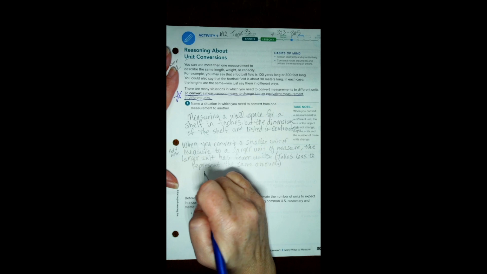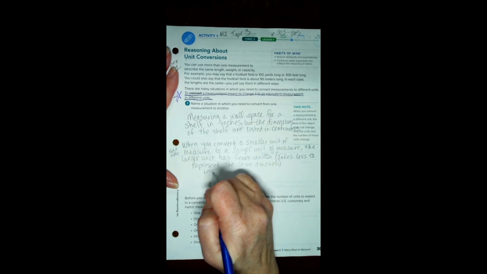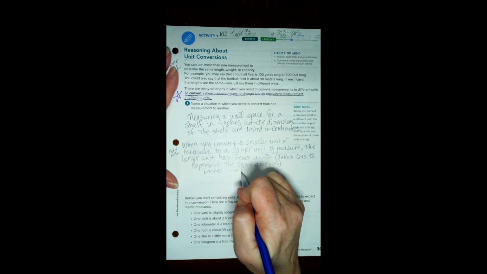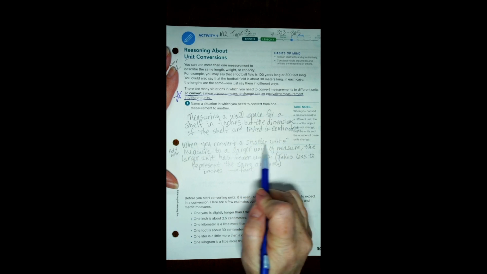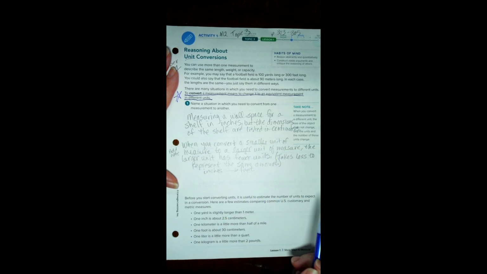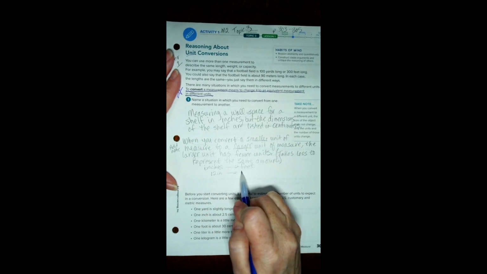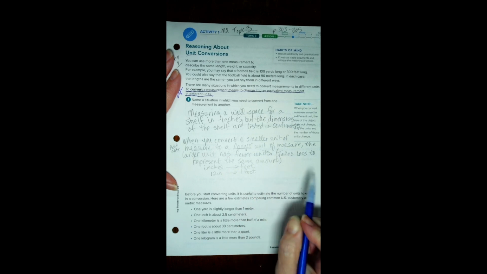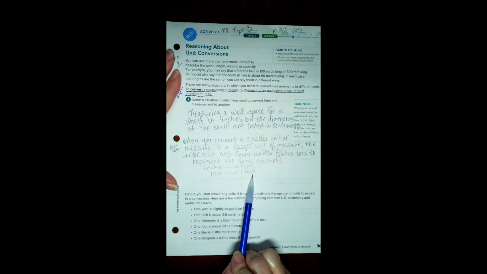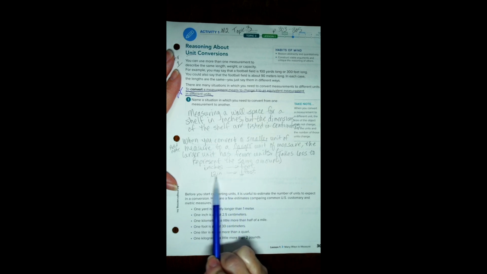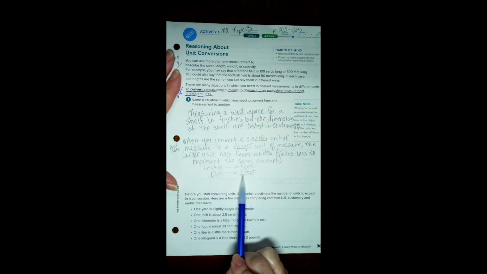For example, if we are going from inches to feet, we're going from a smaller unit to a larger unit. So 12 inches is 1 foot. So when you convert from a smaller unit to a larger, the larger unit has fewer units. So if inches is smaller, we need more inches to represent the same distance. We need more inches to be 1 foot. This number will then be smaller.